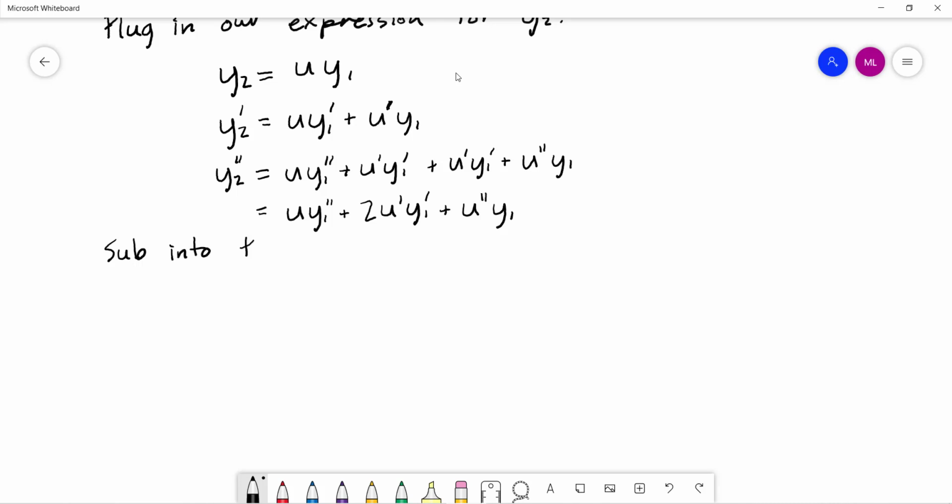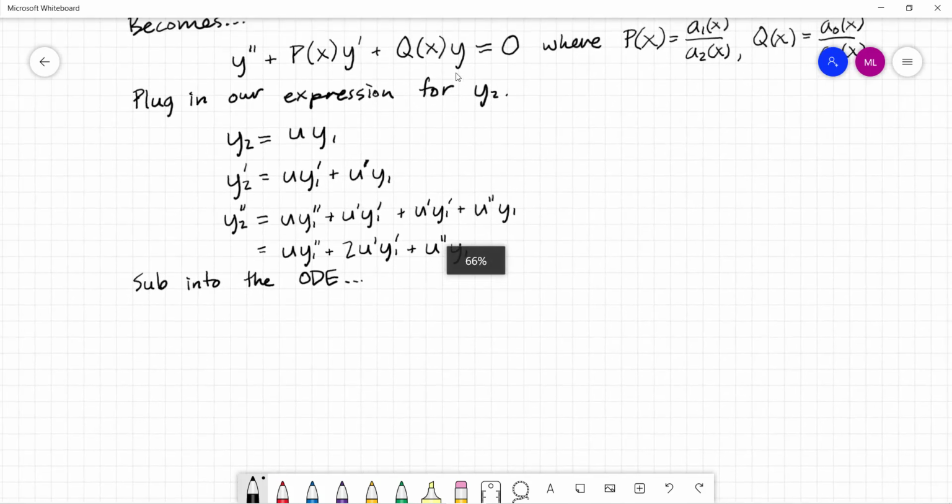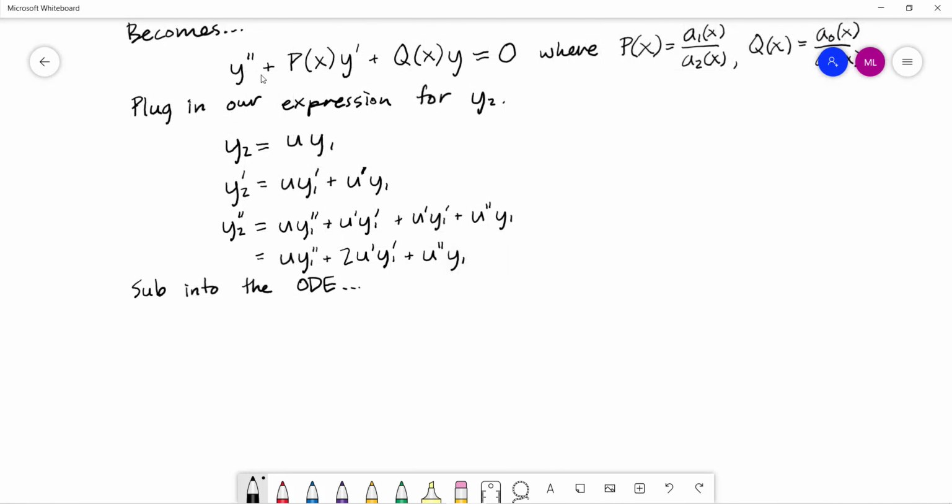So sub into the ODE. And we'll see what we get. We'll go from there. But the idea is, again, y2 is supposed to be a solution to this, so let's plug it in and see what things start to look like. So the first thing is I have y double prime, so that means it's going to be this whole term. Then I'm going to have p of x times y prime, so p of x times this whole term. And lastly, I'll have q of x times y, so q of x times this whole term. Add them all up, and it should be equal to 0.